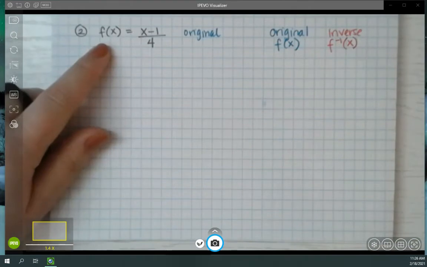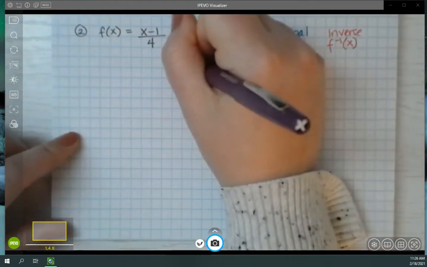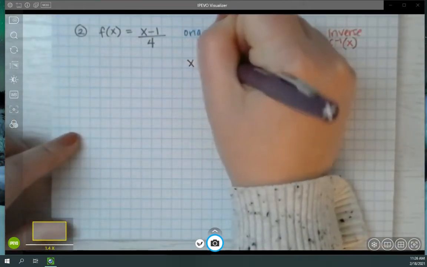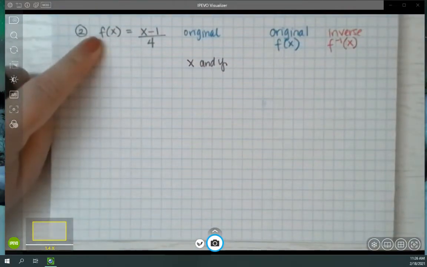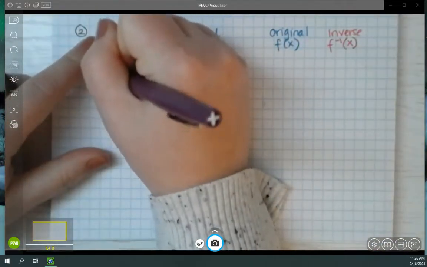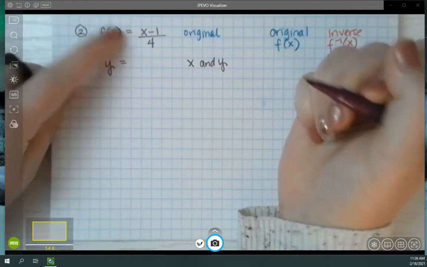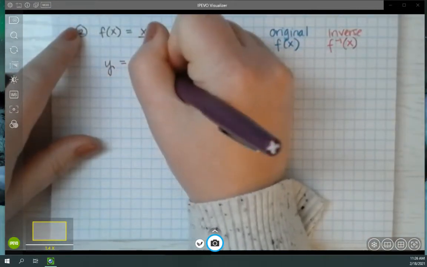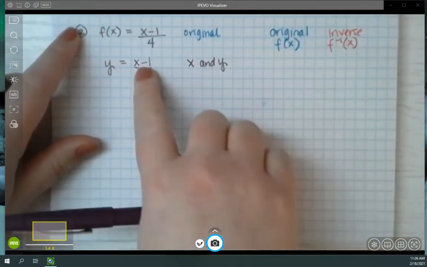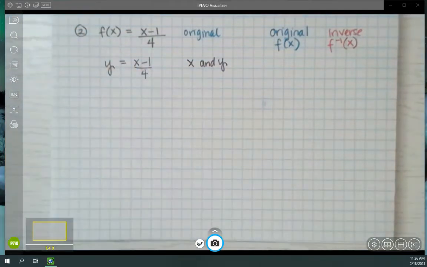The first thing we want to do is make sure that we are using the letters x and y. So wherever I see f of x, I'm going to put the letter y and then finish off the rest of my equation, (x minus 1) over 4. Let's double check. I have an x and a y.